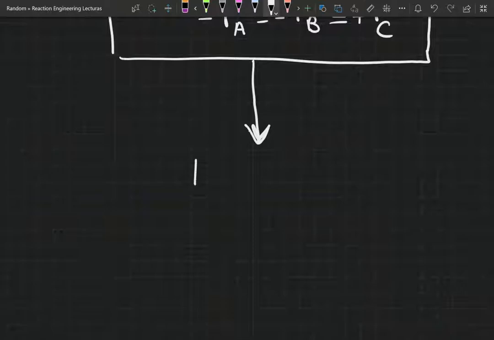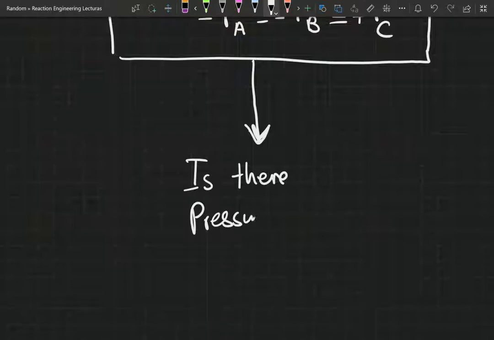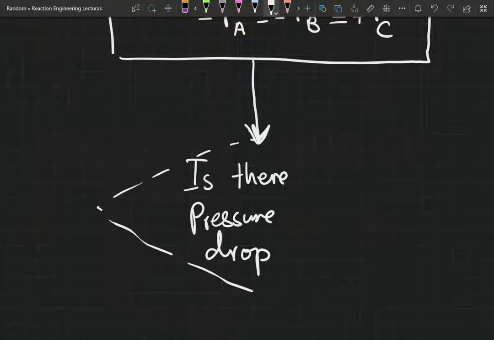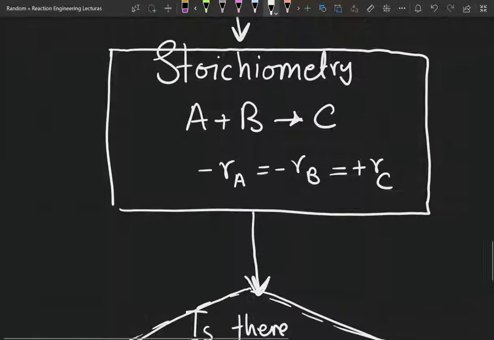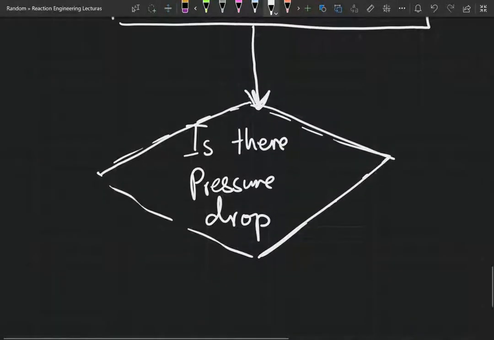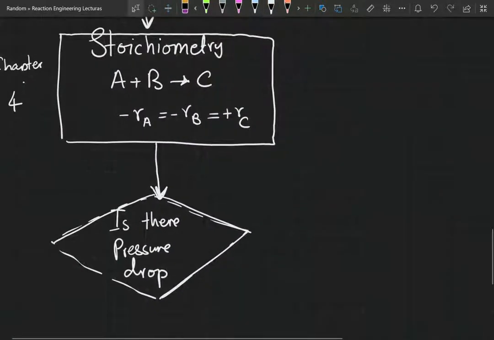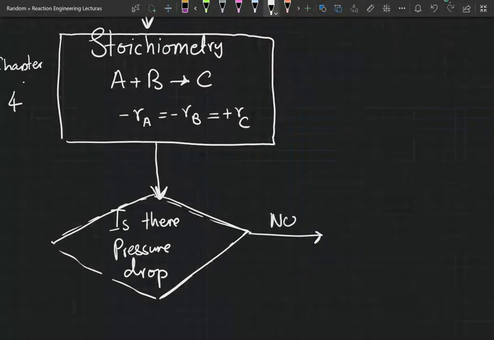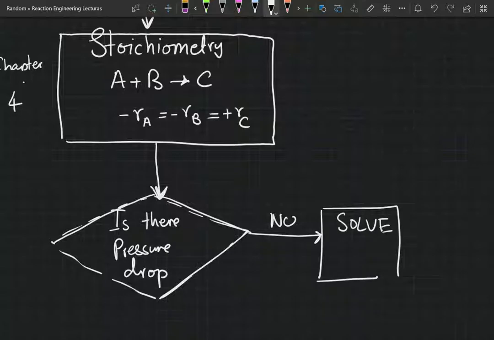Is there pressure drop? Let me just make that, is there pressure drop? All right. This one was chapter 4. Okay, chapter 4. Now you need to decide whether you have pressure drop or not. Let me zoom out a little, sorry. So if your answer is no, then solve. We're going to explore solution strategies as well.